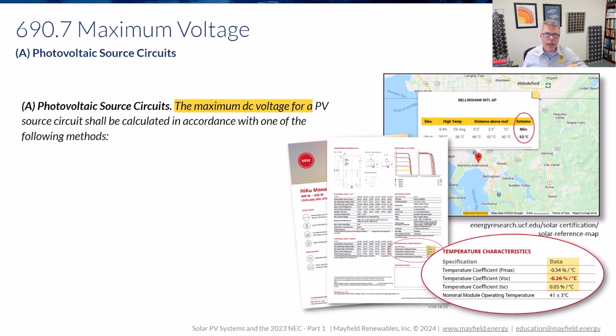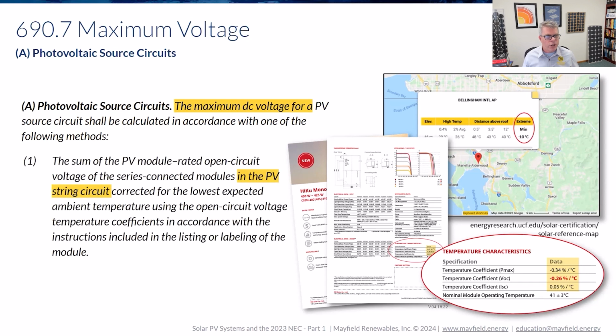So you're going to use the lowest expected ambient temperature for your location, and you're going to then adjust the voltage based on that temperature. The first option that we have per the list of ways to calculate this is to use the module manufacturer's information. You see here on the screen, in that bottom right corner, from a module manufacturer, we have the temperature coefficient for the open circuit voltage. In this case, it's negative 0.26% per degree C. That negative value indicates an inverse relationship with temperature.